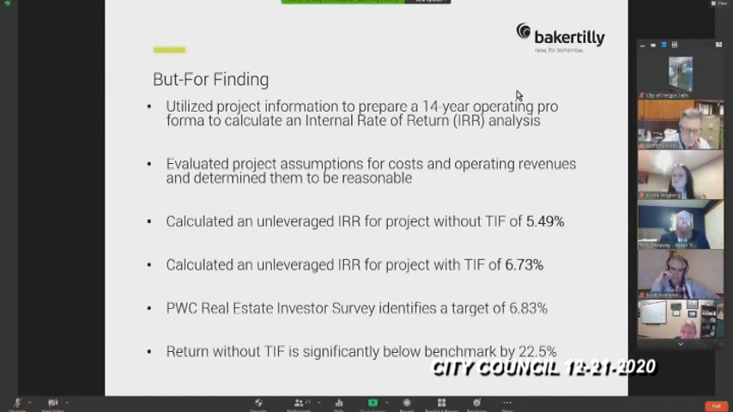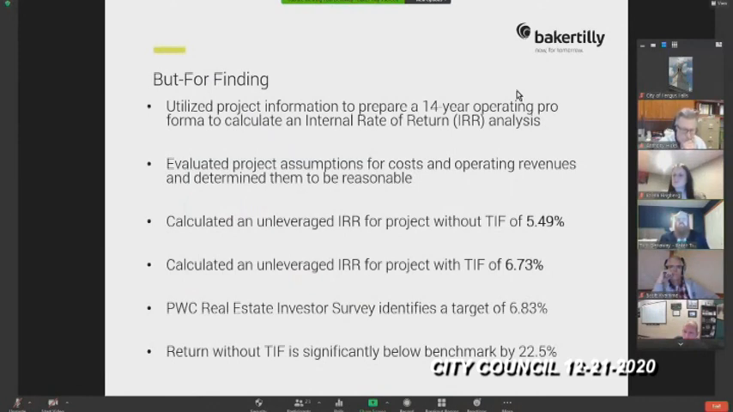We don't want to provide more TIF revenue or TIF assistance to a project than is necessary. So the objective from the city is to provide the minimum amount of subsidy required to complete the project, as well as to mitigate the city risk. And we mitigate the city risk by going with the pay-as-you-go proposal as opposed to an upfront financing by the city. So how do we make that but-for finding?